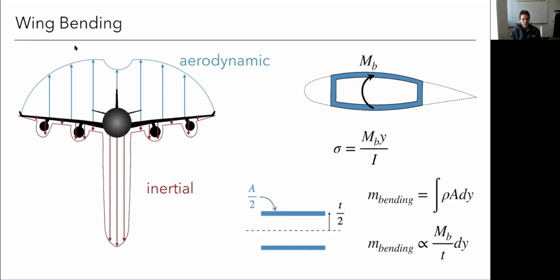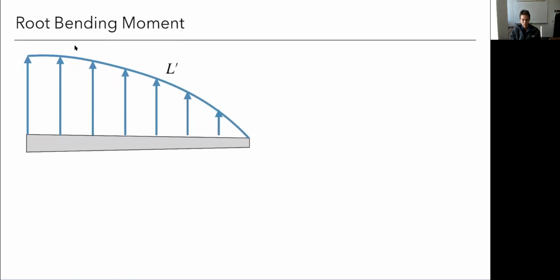With that aside, let's look at a lift distribution and try to figure out what's ideal from a structures standpoint as well as aerodynamics. To do this, first we're going to look at a simple metric, root bending moment. Root bending moment is just the bending moment at the root. Here's a lift distribution. I'm just looking at half the wing because it's symmetric. What's the bending moment here at the root of the wing?